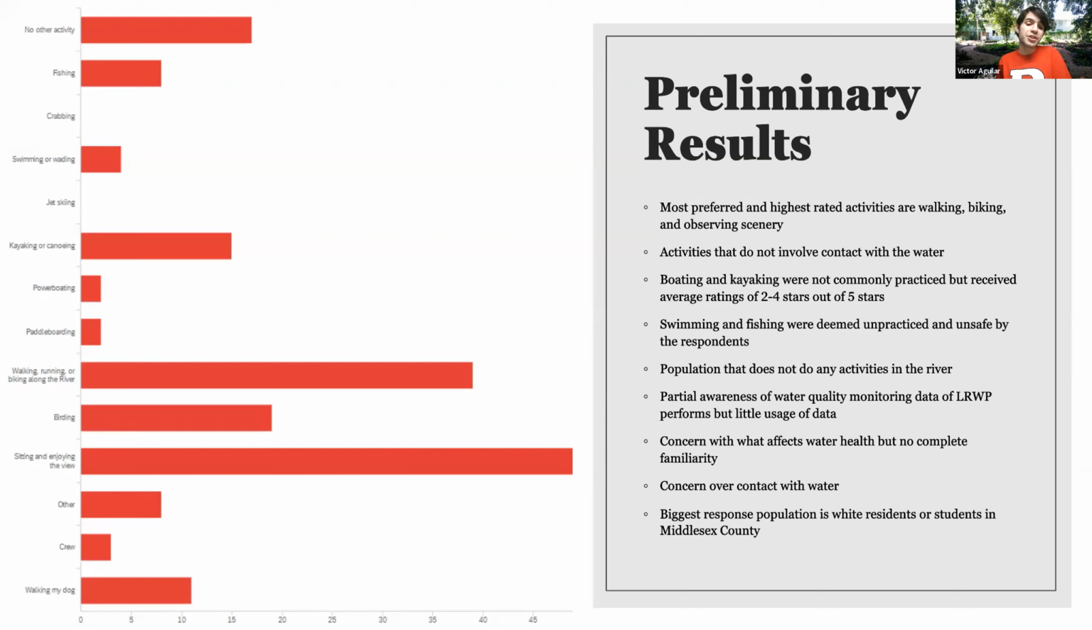We can also determine from the survey that the biggest response population is white residents or students in Middlesex County. And these results, as I mentioned, are depicted in this bar graph right here of activities that people perform in the waters of the Raritan.